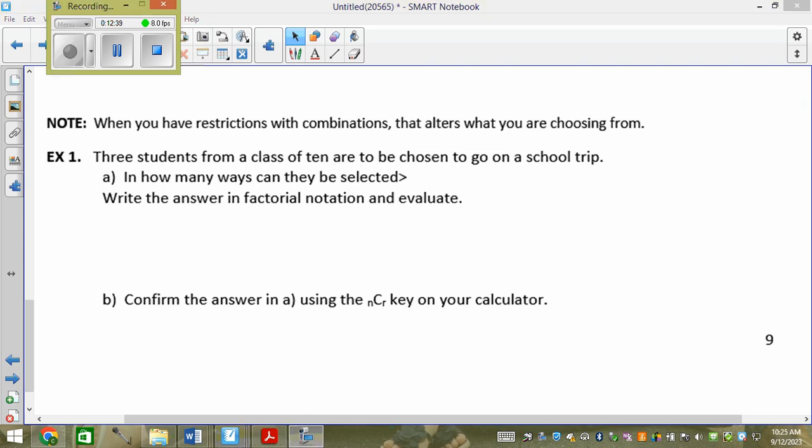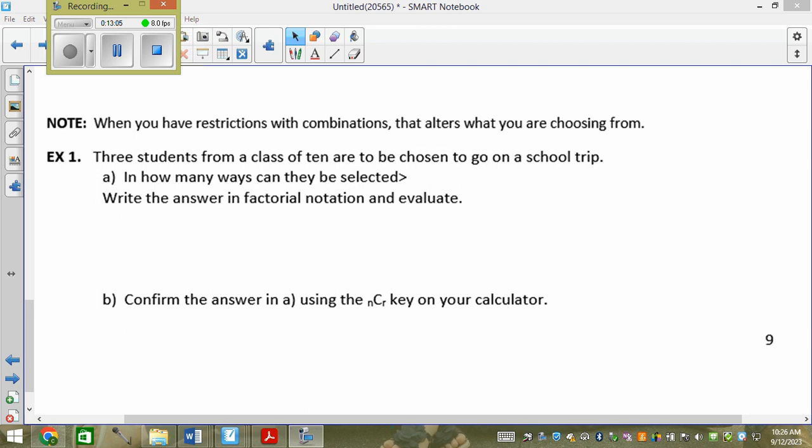So, 3 students from a class of 10 are chosen to go on a school trip. 3 students from a class of 10. So I look at those 3 students and I say, does it make a difference if you pick first, second, or third? It's the ones you choose that it matters. So picking 3 students to go on a school trip. If you're picked first, second, or third, does it change the outcome? Nope, it doesn't.